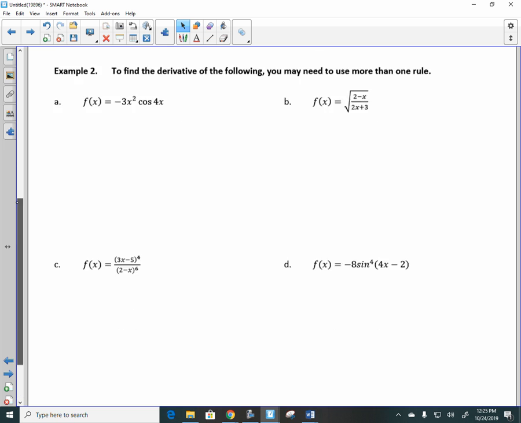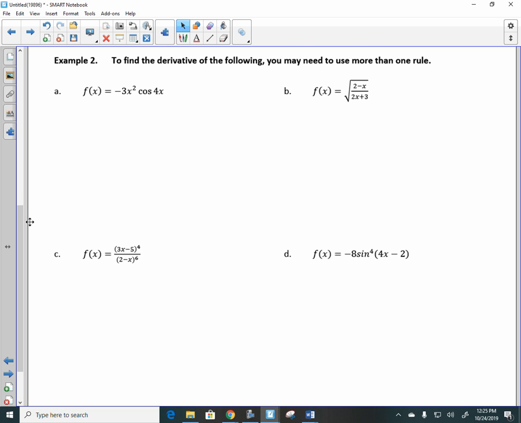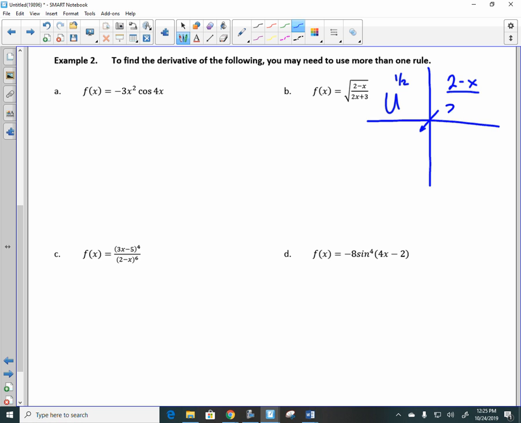All right, try it again. So if the chain rule is what I set up, what do I start with? Yep, u to the 1/2. And u, we choose u because of the word substitution. You know, the letter u, because it's the substituting piece. And then what's on the inside? 2 minus x over 2x plus 3.